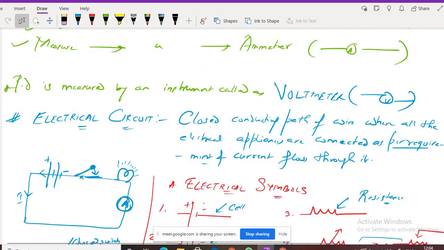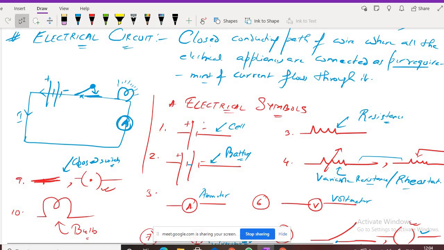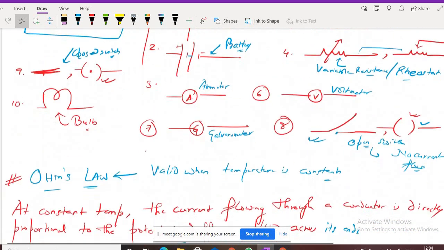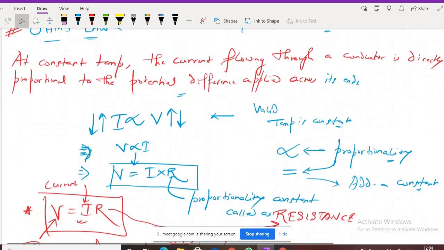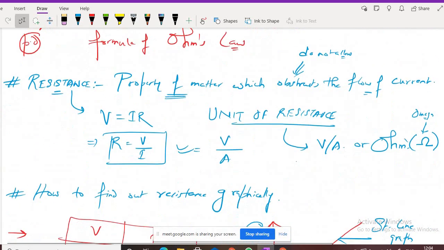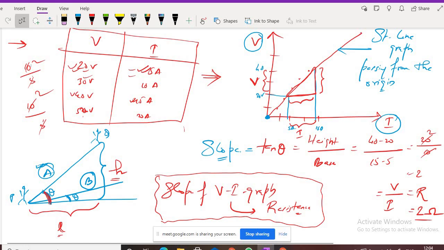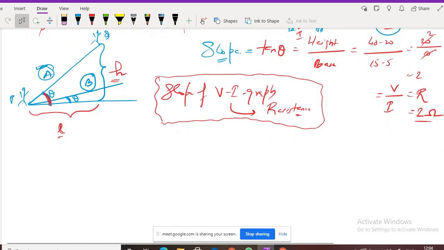Voltmeter is used to measure the potential difference. We have studied about electric circuits and the different symbols and what they mean. We studied Ohm's law, and we know that temperature has to be constant. I is proportional to V, and V equals IR, where R is the resistance. We have studied the unit of resistance and graphically how to find out resistance. Till this much we have studied.